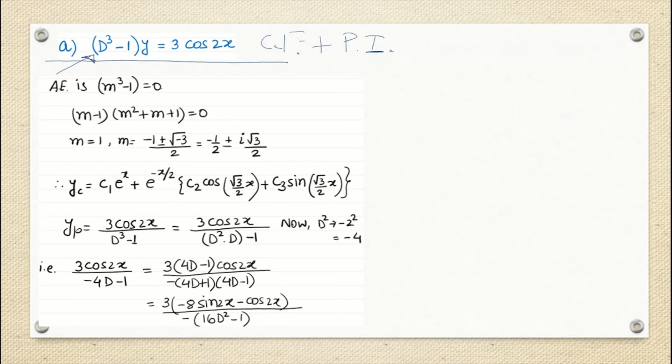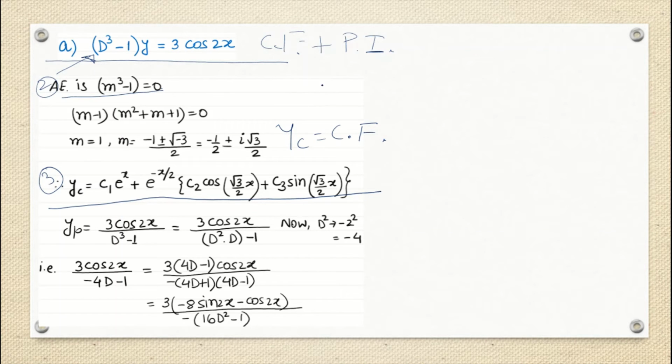Now, the second step is what? We are going to find the auxiliary equation. The third step is what? Based on the nature of the roots of the auxiliary equation, we find the complementary function. So yc is nothing but the complementary function. So the first step is done.